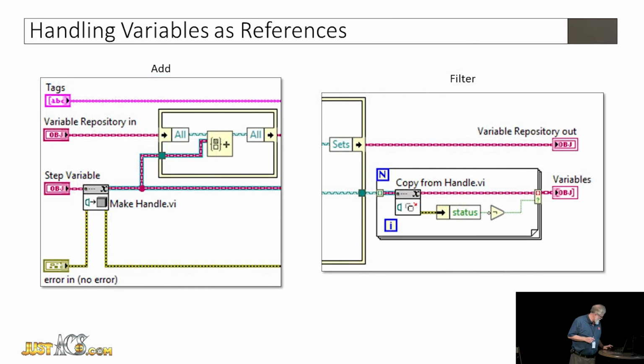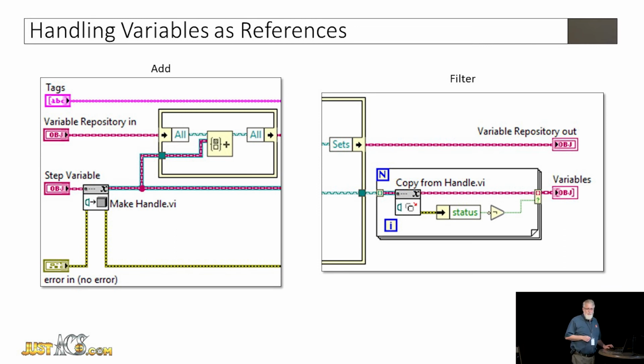Once I've done that, I go back to add and filter, and what I'm adding and filtering on is actually the DVRs and not the variables themselves. So the first thing that variable repository does is say, you, step variable, give me a handle. I will put the handle in all the sets that need to go in. When we filter, I will filter and come back with the DVRs, and then we will turn those handles back into variables, which is why we have that check in the code.